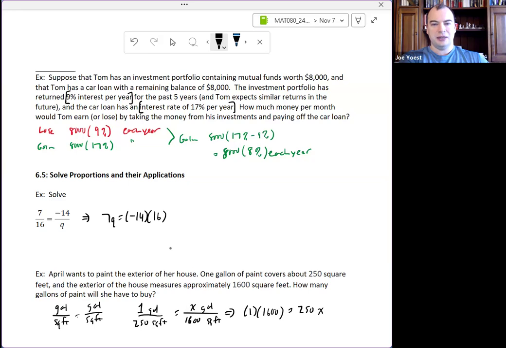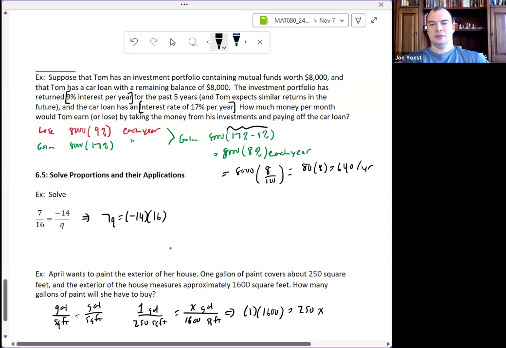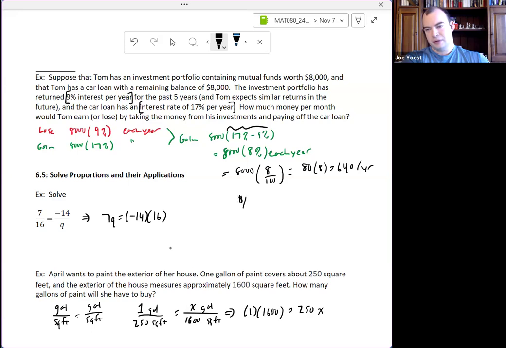So he gains 8,000 times 17% and loses 8,000 times 9%, so that's a net gain of 8,000 times 17 minus 9%, or a net gain of 8,000 times 8% per year. Or that's 8,000 times 8 over 100 per year. That's 80 times 8, or 640 per year. And how much per month is that for him? Well, that's 640 over 12.